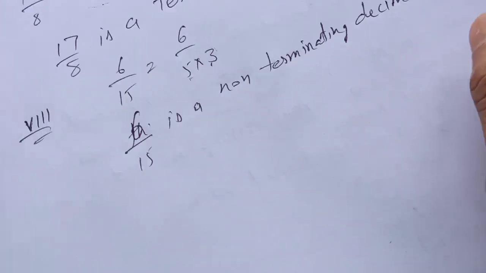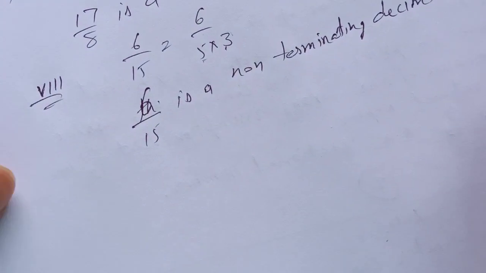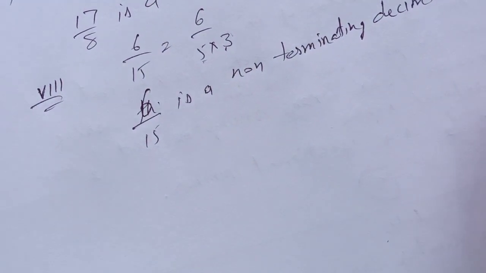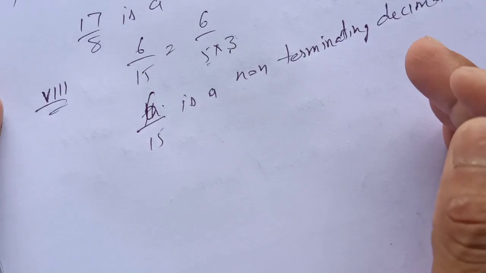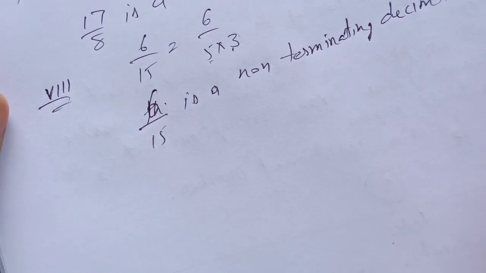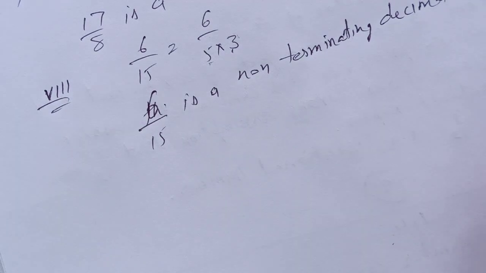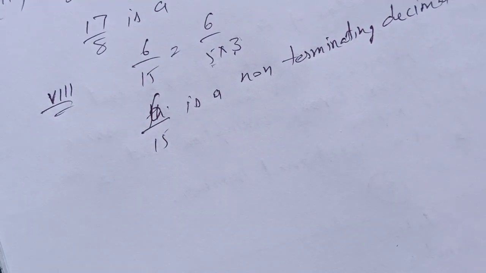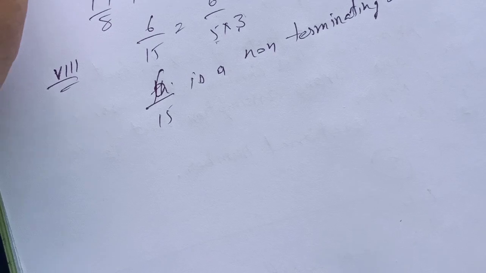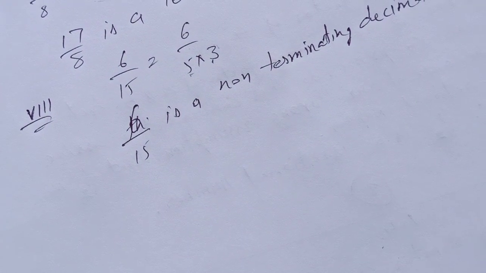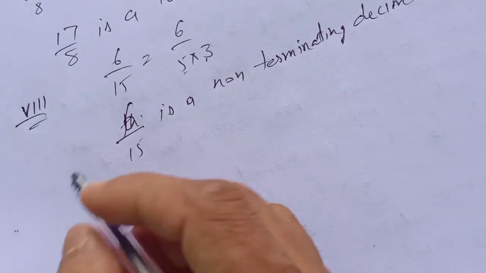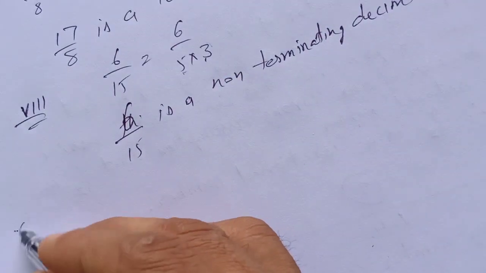Now you understand how we can say whether a rational number has a terminating or non-terminating decimal expansion. It depends on the factors of its denominator. And these questions come in your CBSE exams for 1 mark only. Move to question number 2. Other parts you have to do yourself.